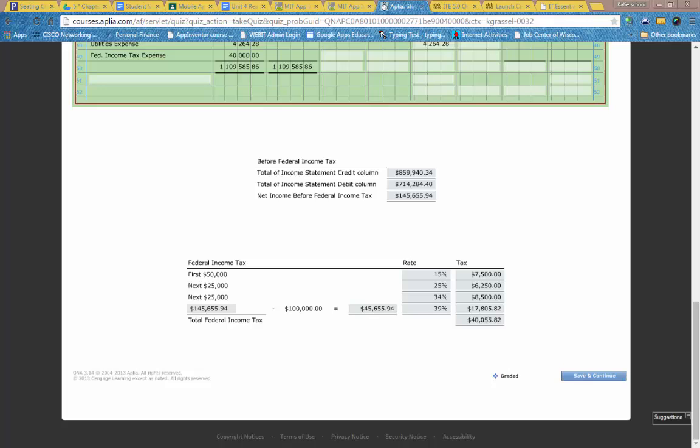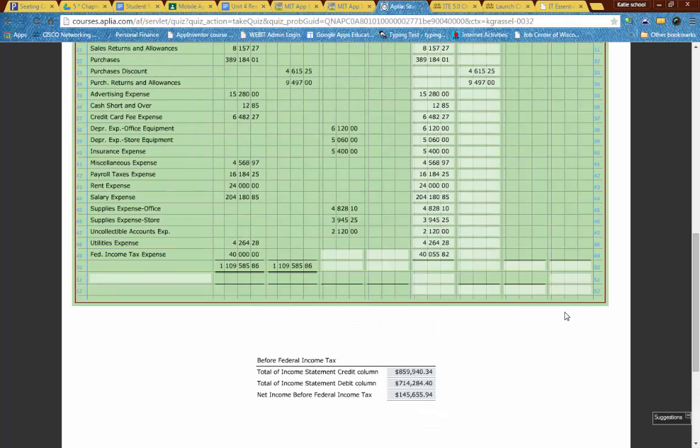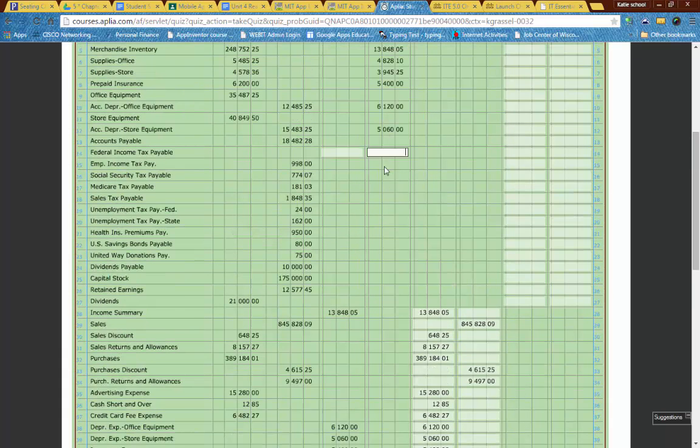Now what we need to do, this $40,055.82 goes in your income statement column as a debit. Now, what is the amount of your adjustment then? Yes, as a debit. And then it would go in federal income tax payable as a credit.